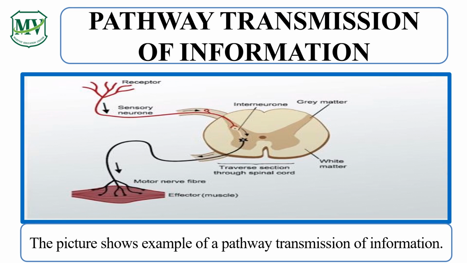The picture shows an example of a pathway of transmission of information. It starts with a stimulus to the receptor organ like the eyes, and then it is transmitted to the brain through the sensory neuron, and then the brain sends a signal to the effector organ like the arm through the motor neuron, and the motor organ does the response.